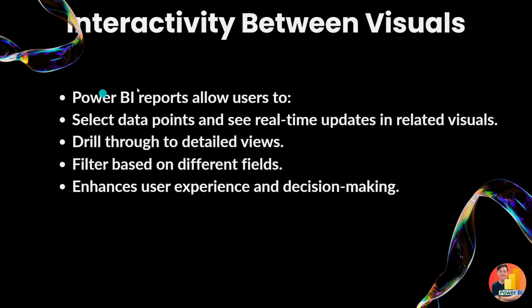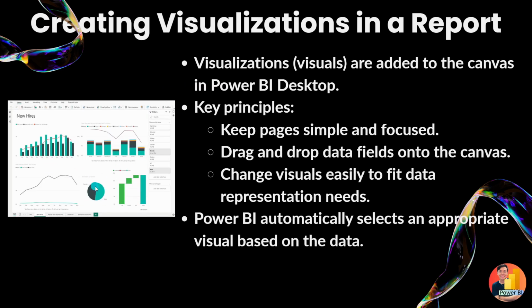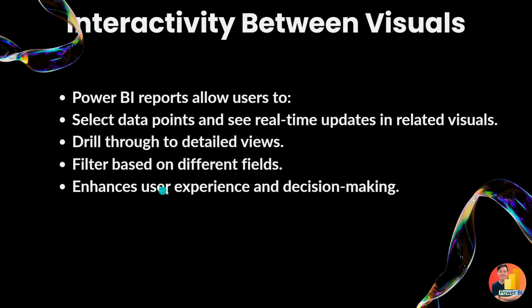Interactivity between the visuals. Power BI allows us to interact between visuals. When I click on these visuals, it will filter the other visuals as well. If I click on, for example, one of the categories here, all the other visuals will only show that category. So that's the beauty of Power BI. You can do very quick analysis. By clicking on one of the categories, one of the lines here, it will show different filters. It's interactive. Select data points and see real-time updates in related visuals.